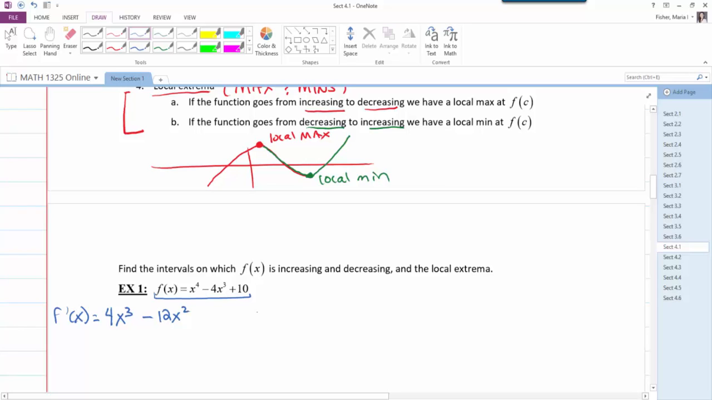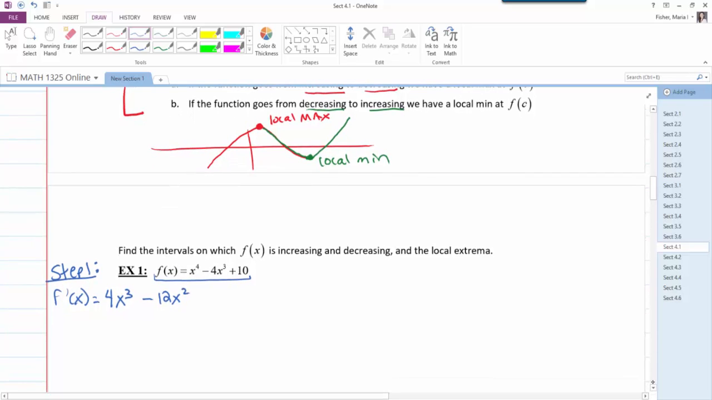Then it says find the partition numbers of x. So this is all within step 1. The first thing we do is find the first derivative and then we find the partition numbers. Now remember, the partition numbers happen in 2 places, where f prime of x is equal to 0 and where f prime of x is undefined. Well, let's look at the second part where f prime of x is undefined first. f prime of x is equal to 4x cubed minus 12x squared. Well, this is a polynomial. Polynomials have domains that are all real numbers, so there's nowhere where it's undefined.